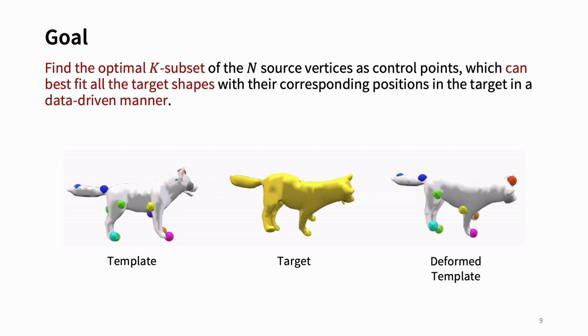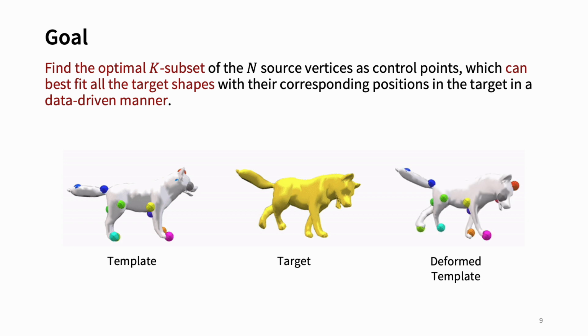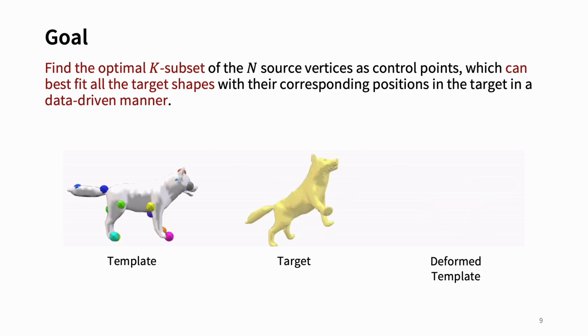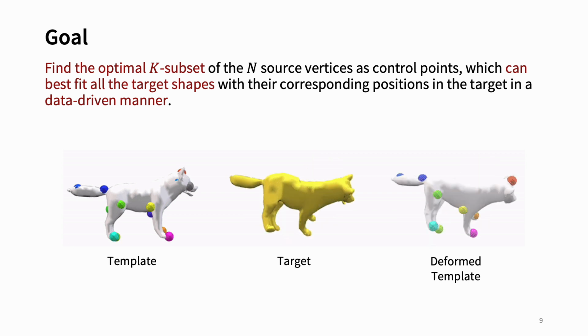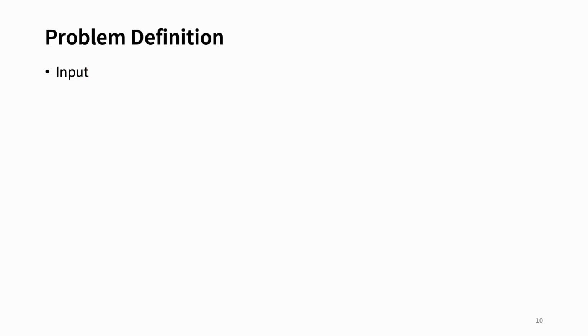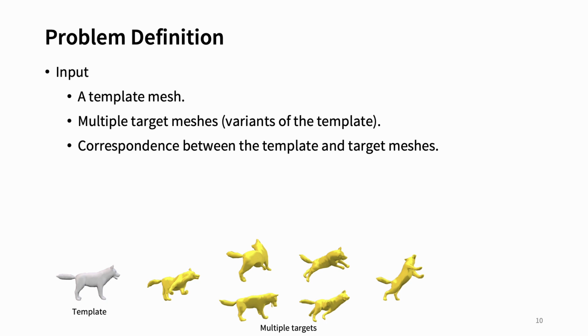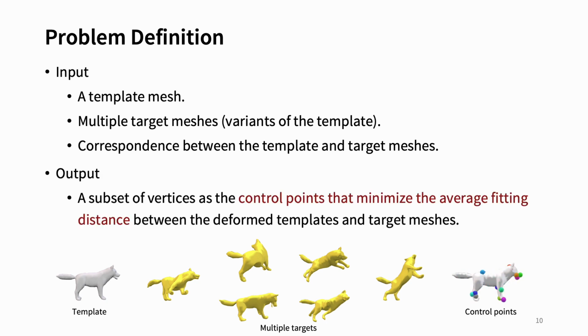We thus aim to find the optimal K-subset of the N source vertices as the control points with target-driven deformation. The optimal set of control points means that it fits all the target shapes with their corresponding positions in the target. To achieve this goal, we assume that a template mesh, multiple target meshes, and correspondence between them are given. Using these inputs, we want to find the optimal control points that minimize the average fitting distance between the deformed mesh and target meshes.